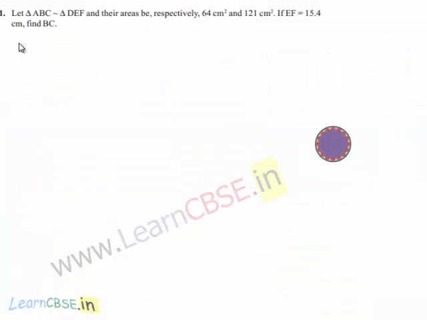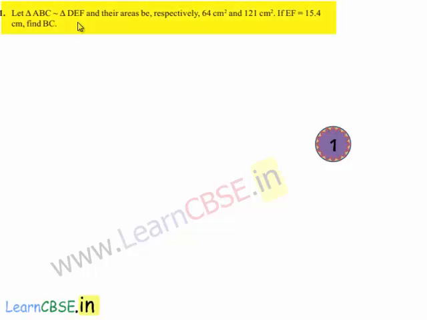Moving on to question number 1. Let triangle ABC be similar to triangle DEF, and their areas be respectively 64 cm square and 121 cm square. If EF is equal to 15.4 centimeters, find BC.